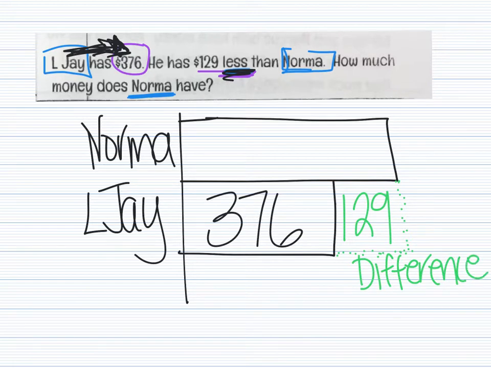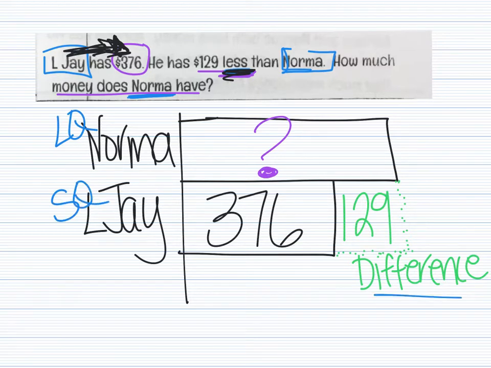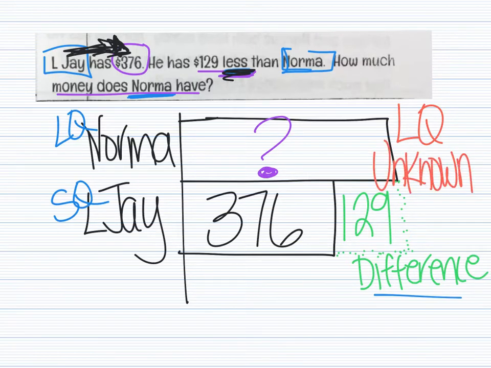So here I am looking for Norma's, because the question said, how much money does Norma have? So let's label and make sure. Norma was my larger quantity. LJ was my smaller quantity. 129 was my difference. So this word problem is a larger quantity unknown, because it gave me the smaller and it gave me the difference.